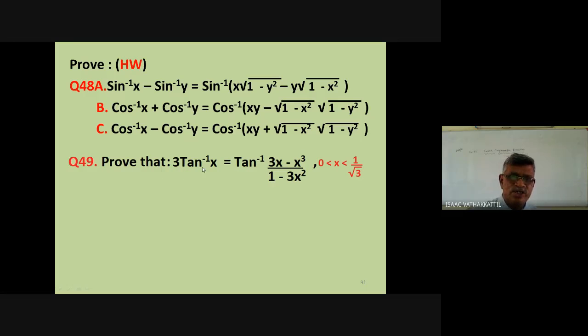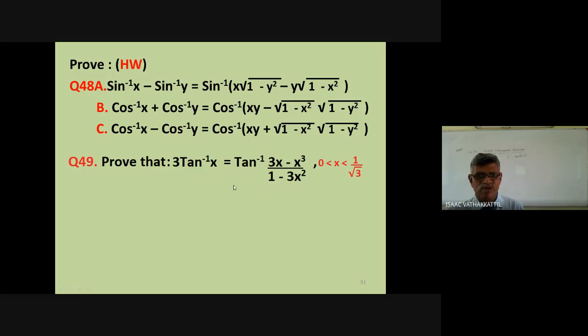Well, prove that 3 tan inverse x equal to tan inverse 3x minus x cubed by 1 minus 3x squared. Very simple. You put tan inverse x equal to a so that x equal to tan a. You take tan 3a. What is tan 3a? 3 tan a minus tan cube a upon 1 minus 3 tan squared a. And when tan inverse x is equal to a, x will be equal to tan a. So it will be tan inverse 3x minus x cubed by 1 minus 3x squared.